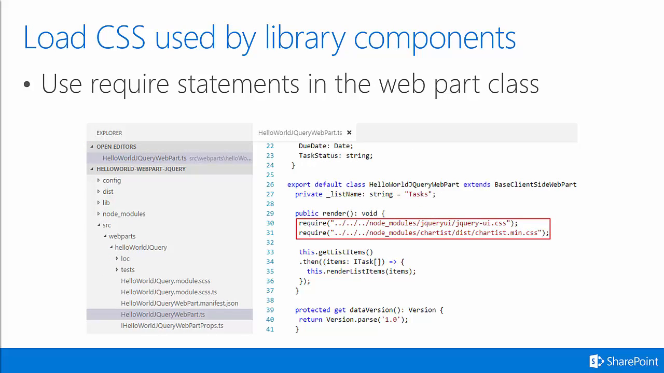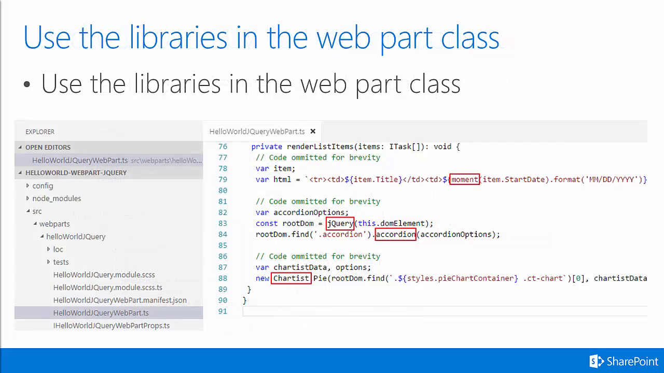If your library components use CSS, then you will need to use require statements in the web part class to load the CSS that those libraries require. Here I'm loading the jQuery UI and the Chartist CSS files for this web part. After you have done those previous steps, then you are free to use the libraries in the web part class. Here you can see where I'm using the Moment, jQuery, and Chartist libraries inside of my web part.